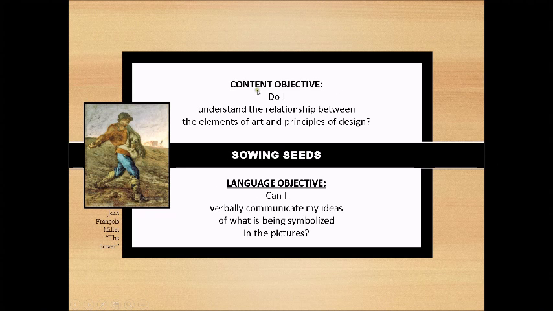Today's content objective is to have you understand the relationship between the elements of art and the principles of design. And the language objective, which you won't be here to do, is to verbally communicate the ideas of what is being symbolized in the picture. Just make sure as you're looking at these things you are having a discussion with yourself about how the elements and principles communicate ideas.